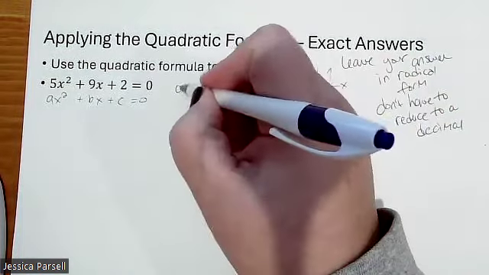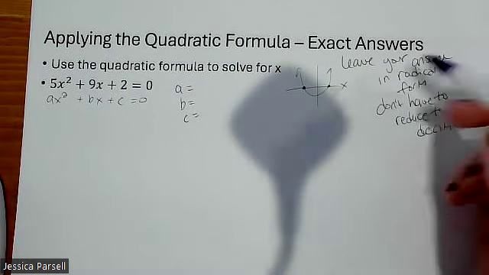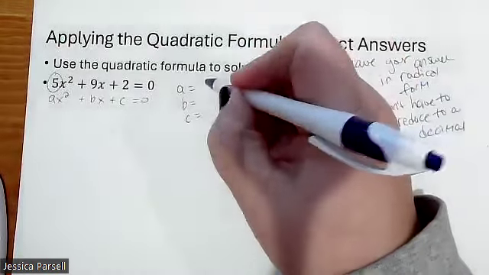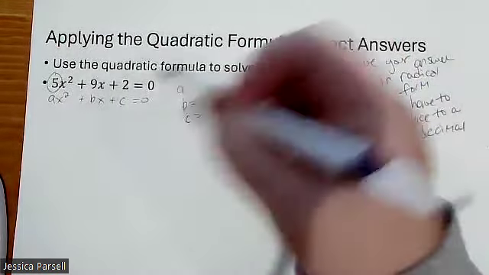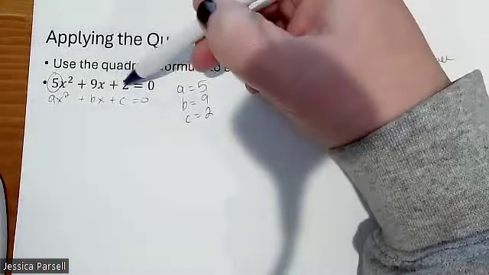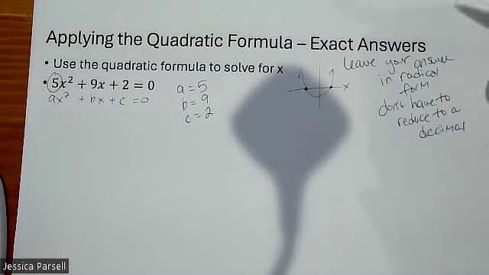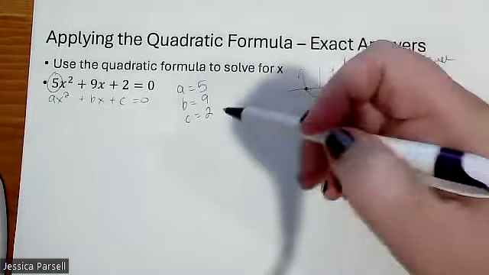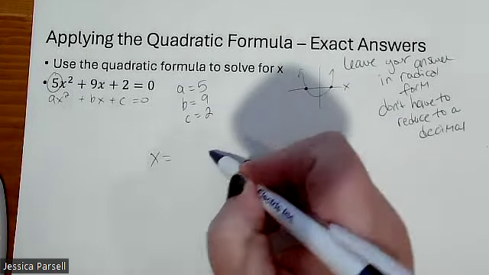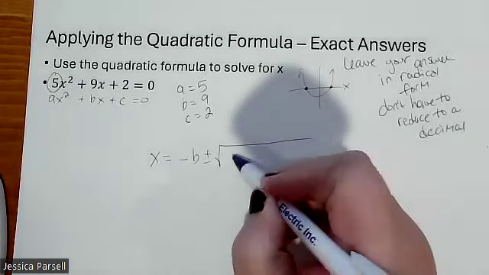So let's make a key for ourselves. What's our a value? What's our b value? And what's our c value? So your a value is always going to be that number in front of the squared term. The b value in this case is 9, and the c value is 2. Keep in mind, all of these are positive, positive, positive, so you want to make sure you take the sign with you. So we don't have any negatives here, so we're just going to go with these positive 5, 9, and 2.